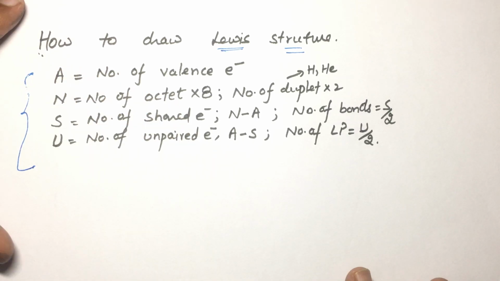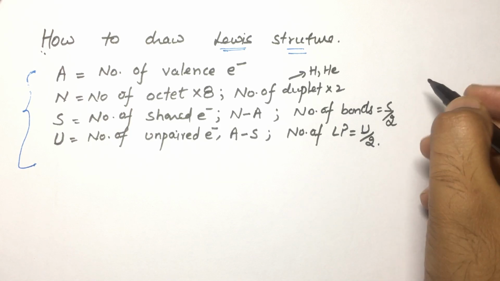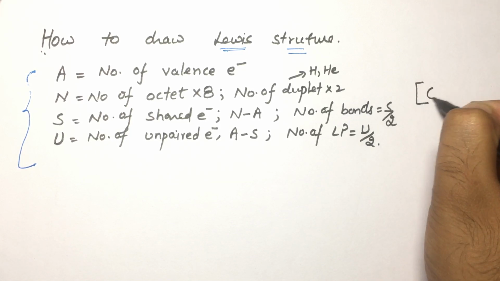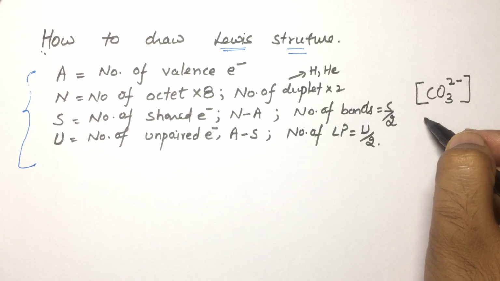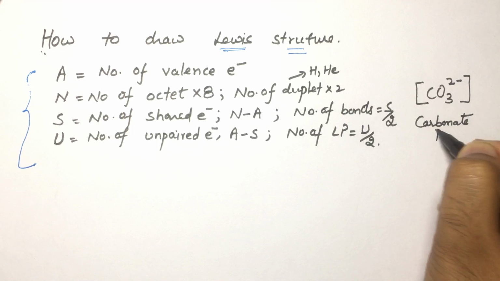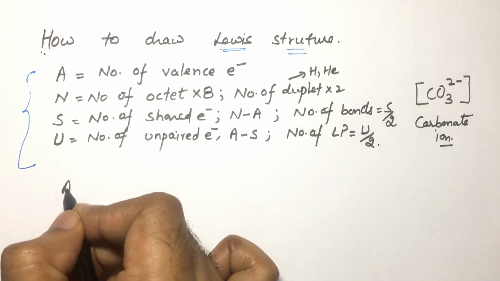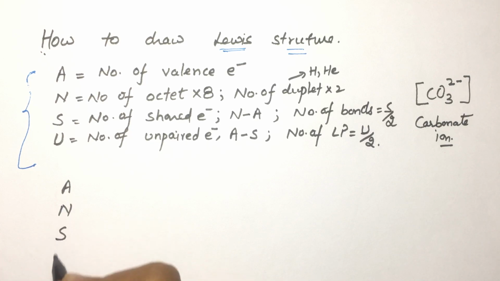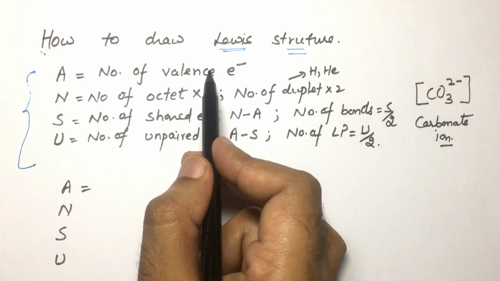Now let's try to draw the Lewis structure of a carbonate ion. CO3 2 negative, that is our carbonate ion. Now let's try to draw the Lewis structure by using ASU. A, N, S, U.